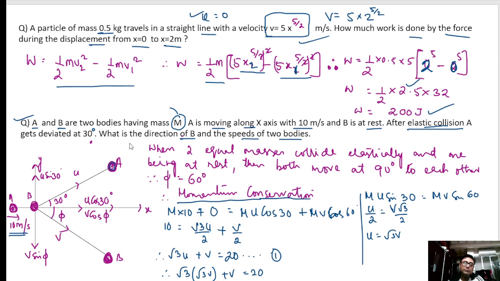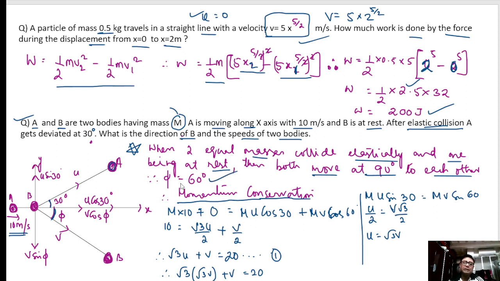Please remember this thing. When two equal masses, as we have taken both bodies of mass m, collide elastically, and one of them is at rest, so B is at rest, after collision both the bodies will move at 90 degrees to each other. Please note that. In an elastic collision, if both are the same mass and one is at rest, after collision they will be moving 90 degrees to each other. So if this is 30 degrees, this phi should be 60 degrees.